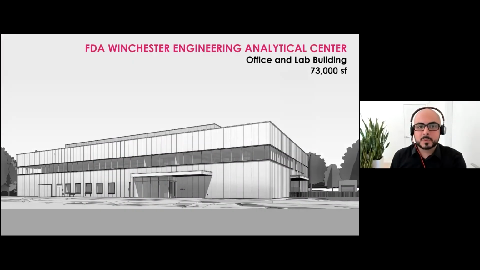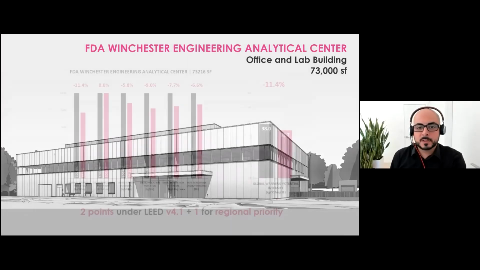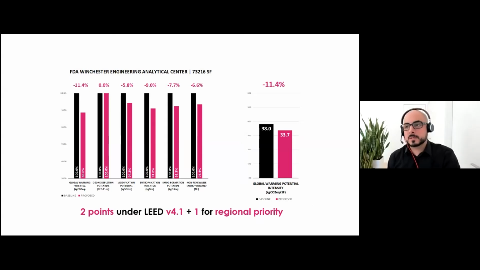And then one more example is the NFDA Engineering Analytical Center. The interesting part about this building was that it was a steel building, but even though it was a steel building, concrete, with all the footings and slabs and everything, had such a large impact that by optimizing the concrete, we were able to reduce the overall global warming potential of the design by 11.4%. But because for the other two categories we couldn't get the 10% reduction, we still got 2 points under LEED v4.1 versus 3.